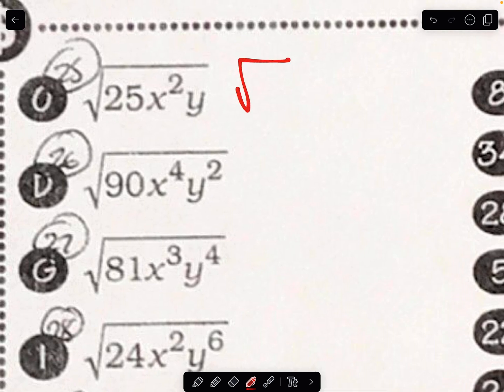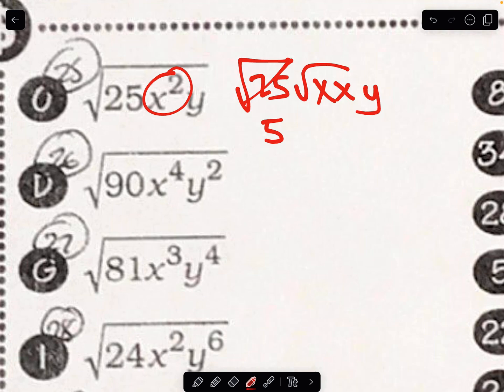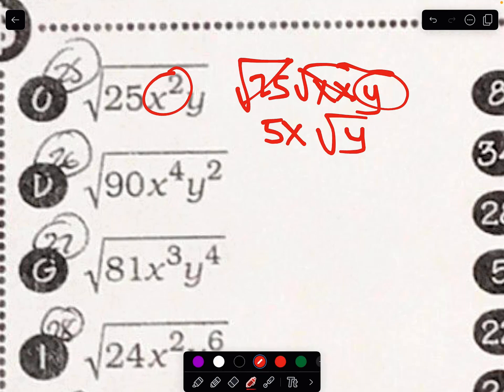Basically, this is square root of 25, which is 5. Square root of x squared, there's 2 of them. There's 2x and 1 y. So 1 comes out. What's left is the y that's inside. Okay? You should be doing this on a separate sheet of paper.